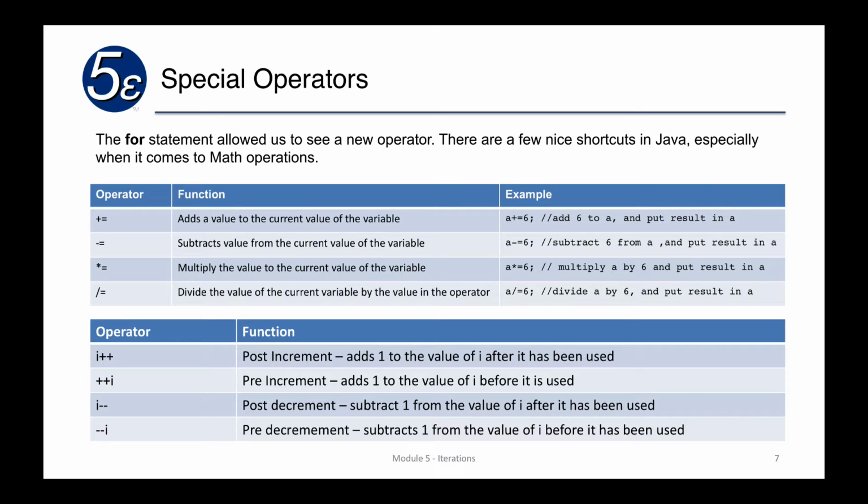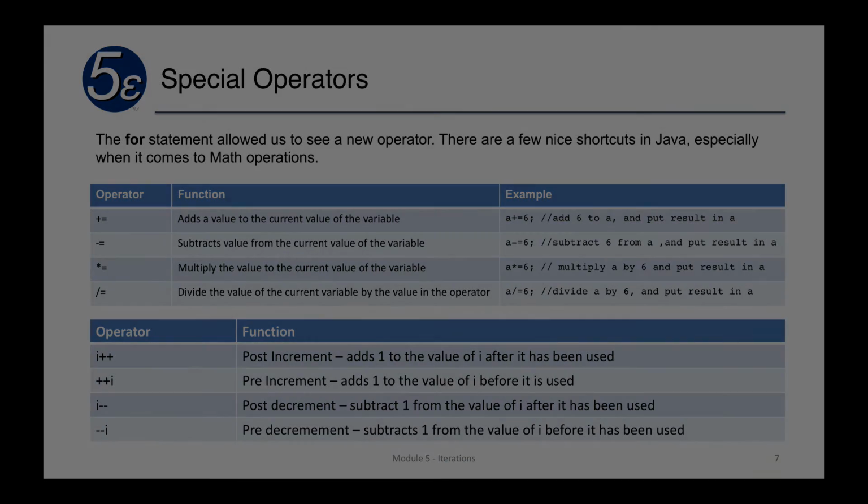The plus plus after a variable will basically increment the variable by 1 after it has been used. So by saying i++, it will use i first, and then it will increment it. If we did plus plus i, we are saying increment it before you use it. And the same holds true with the decrement. Decrement i after you have used it, and then decrement i before you use it.